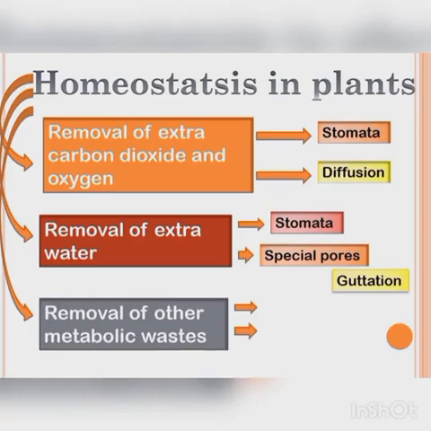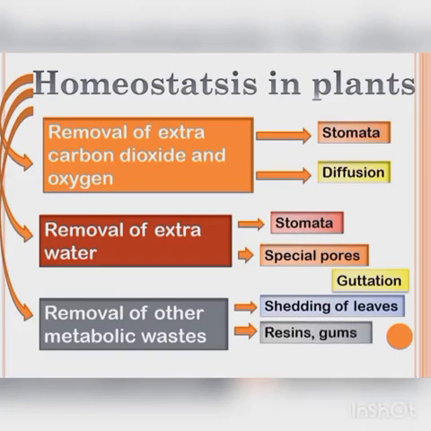Removal of other metabolic waste in case of plant is done by the shedding of leaves. Means after 1 year, when the plant leaves shed, all the metabolic waste can be removed through the shedding of these leaves. Resins and gums are other metabolic wastes that are removed in the form of secretions.